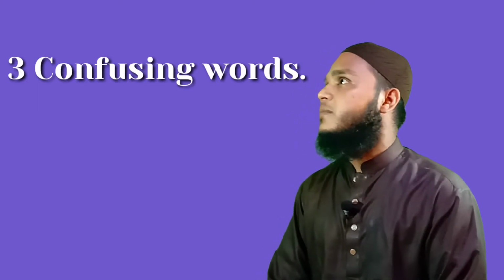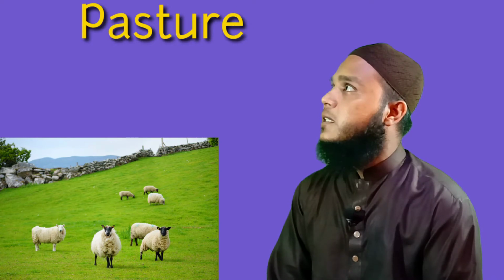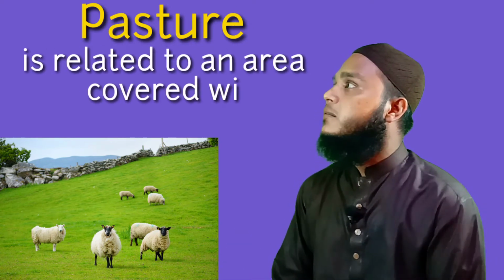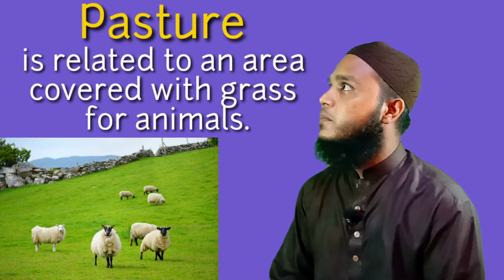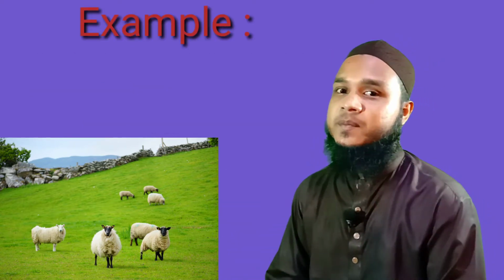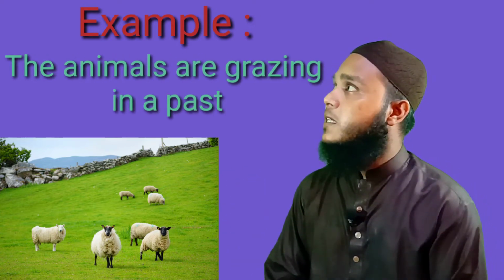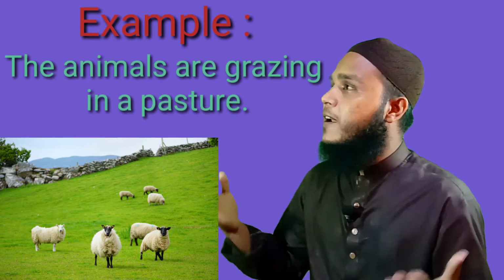Today's lesson is 3 confusing words. Let's start. Number 1, pasture. Pasture is related to an area covered with grass for animals. Let's see an example. The animals are grazing in a pasture.